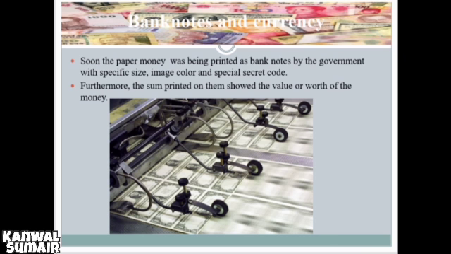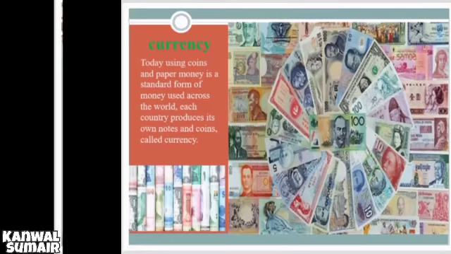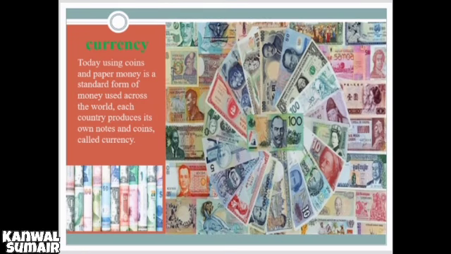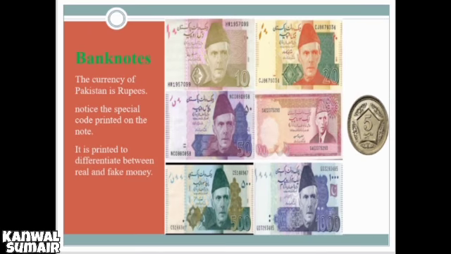Furthermore, the government printed the sum on each banknote so people can be sure that the sum printed on them shows the value of the money. Nowadays, coins and paper money are the standard forms of currency used by all the countries of the world. The government of each country produces its own notes and coins. This money is called currency. The currency used in Pakistan is called rupee. You can observe the given notes here. Each one of them has a different color, different value, and different secret code written on it.